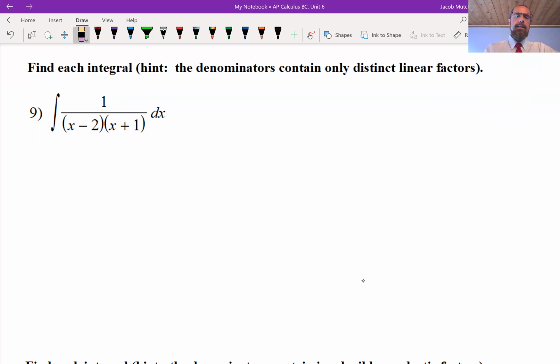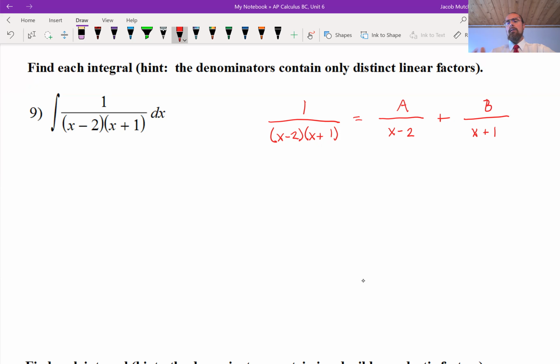So the way I'm going to set that up over here on the side is I want to take the original expression 1 over x minus 2 times x plus 1. And I want to rewrite that as the sum of some fractions that contain individual factors in the denominator. So my first fraction I'm going to call something over x minus 2 plus my second fraction something over x plus 1. And the somethings I'm just going to mark with variables A and B. And I need to come up with those values.